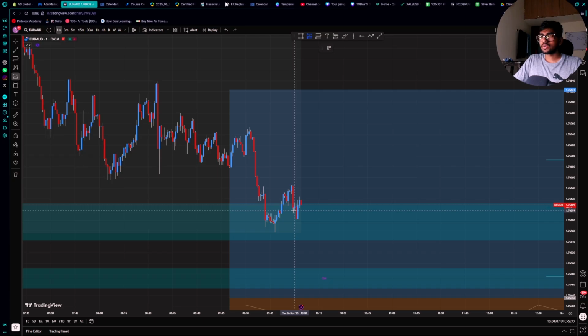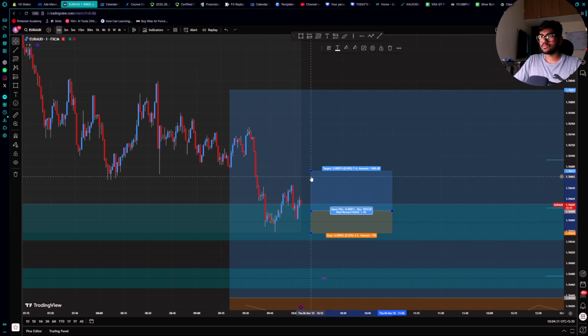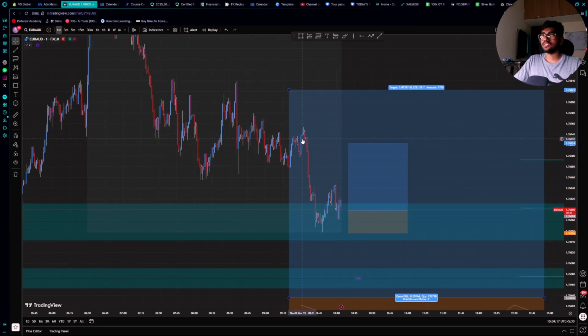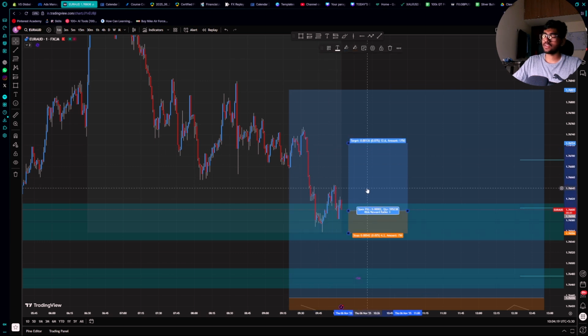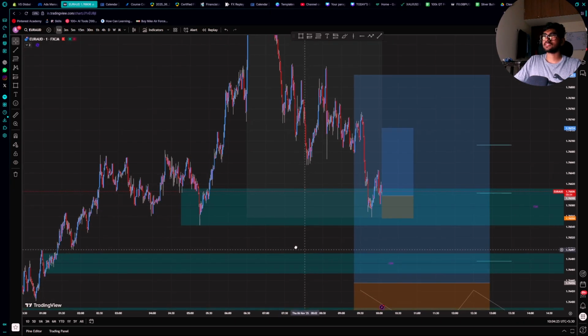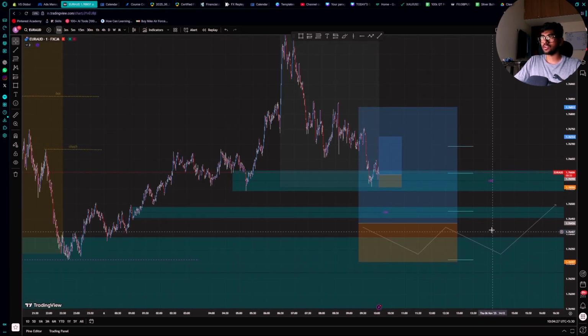Anyways, let's take notice of this setup. Let's see if it works out. And this looks like a good trade, because we have the major fair value gap, but let's come back to it at the end of the video and see if this is a very good setup.